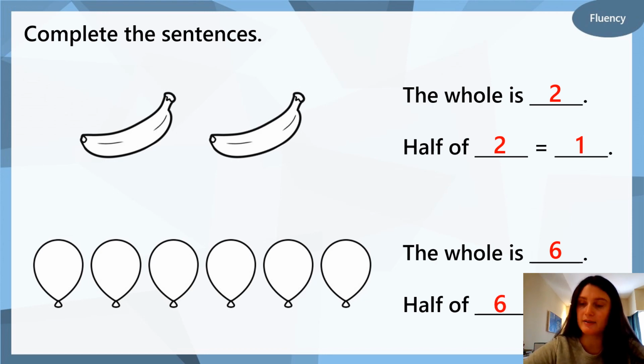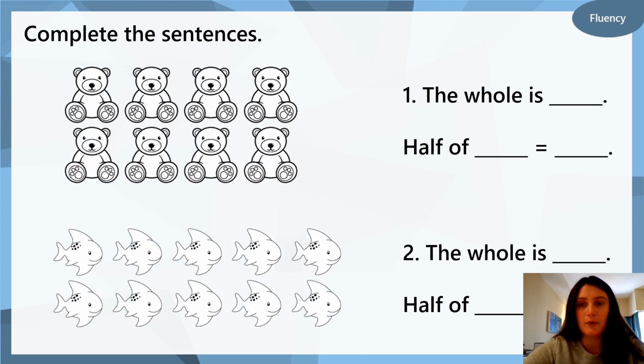Very good. Are you ready to do some by yourself? Get your pencil and your paper and let's have a look at the first question. Number 1, we have teddy bears. The whole is what? How many teddy bears are there in total? Now you need to find half. Half of equals. Count the teddy bears and then find half.